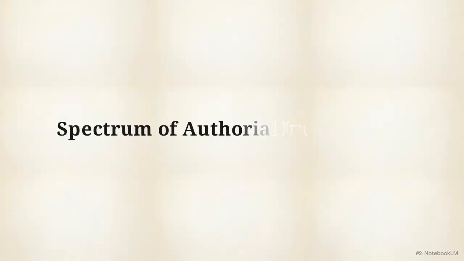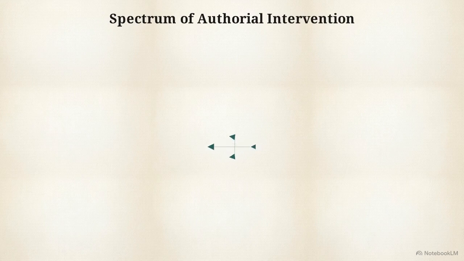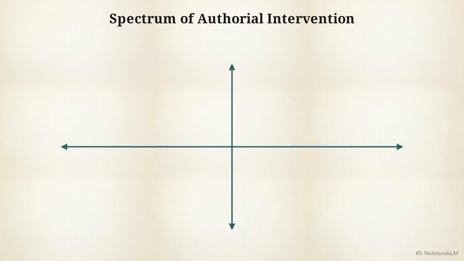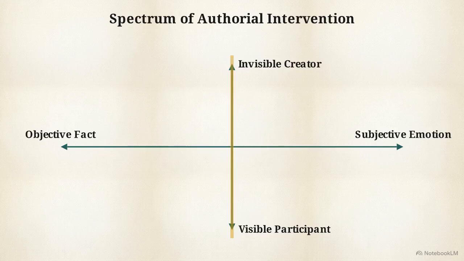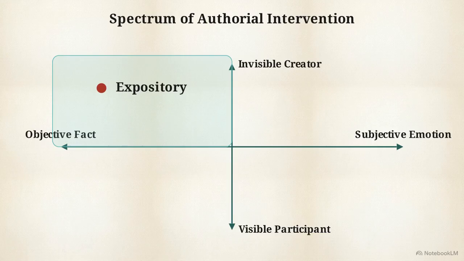We analyze these frameworks using a spectrum of authoritarian intervention. This diagram maps exactly how much the filmmaker interferes with the subject. The x-axis plots the narrative focus, running from objective fact on the left to subjective emotion on the right. The y-axis measures the filmmaker's presence, from an invisible creator at the top to a highly visible participant at the bottom. Let's start in the top left quadrant with the expositional mode.